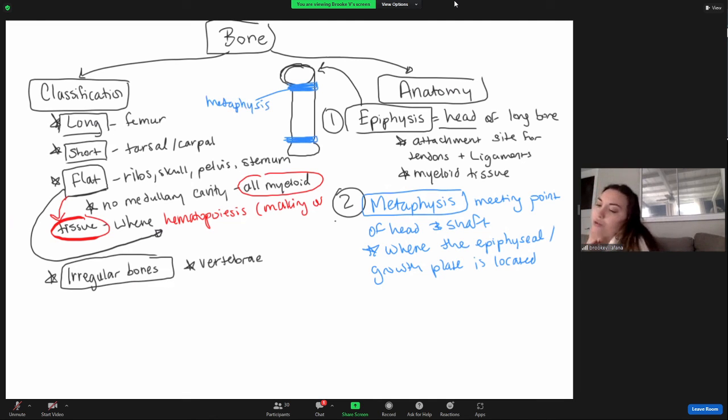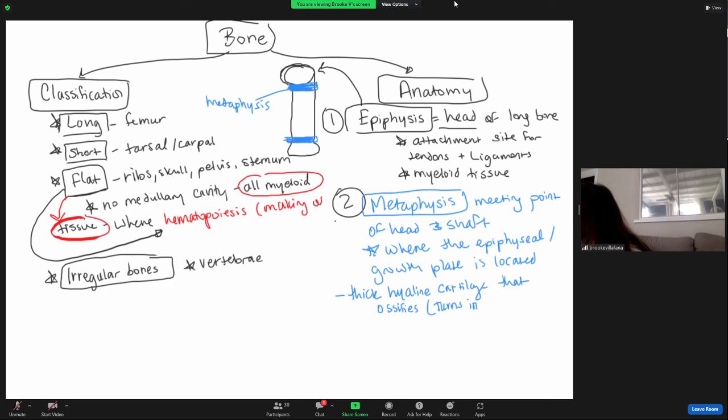So the growth plate or the epiphyseal plate is thick hyaline cartilage that ossifies. Ossifies means turns into bone. If you guys are on the exam and you see the word ossifies, that means turns into bone. So it's thick hyaline cartilage that ossifies or turns into bone as you grow.